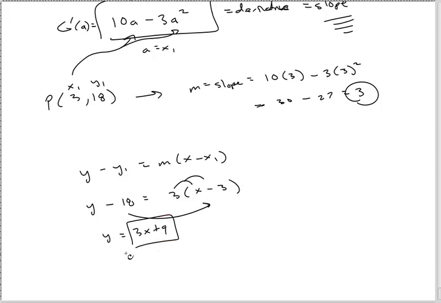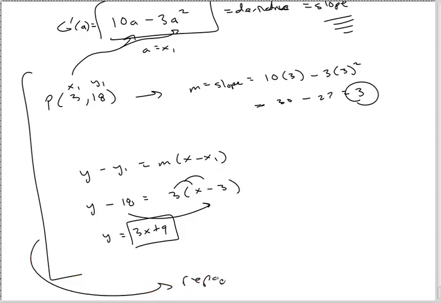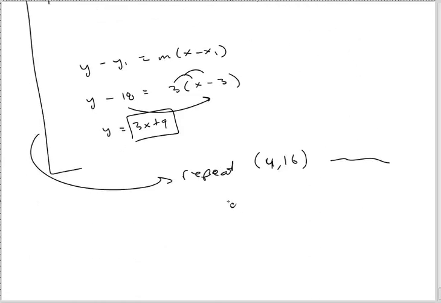And then what you need to do is repeat all this chunk for the other point, 4, 16. Okay, so that's going to be your next thing. I'm not going to do it, but you get the idea: you just plug it back in, and you get your slope, and you're done. And then there's one last part.